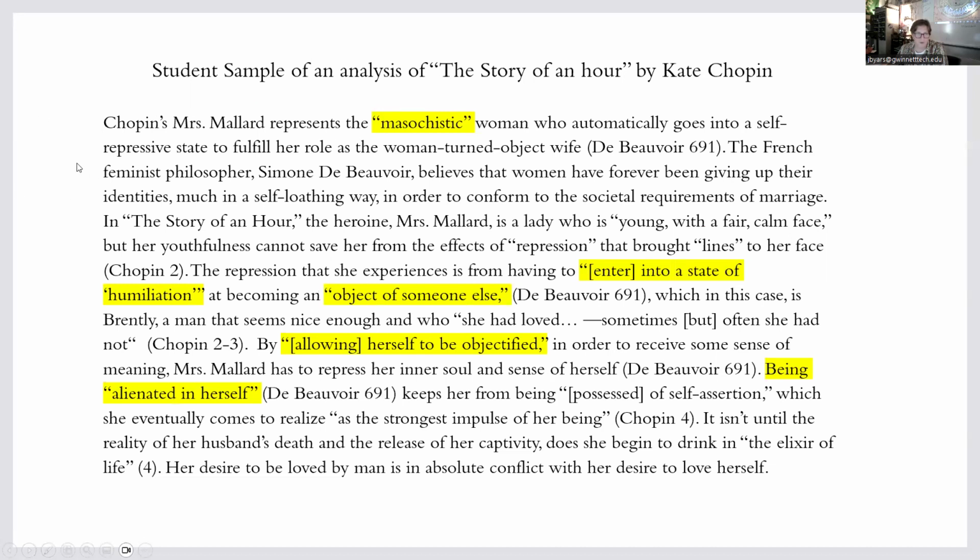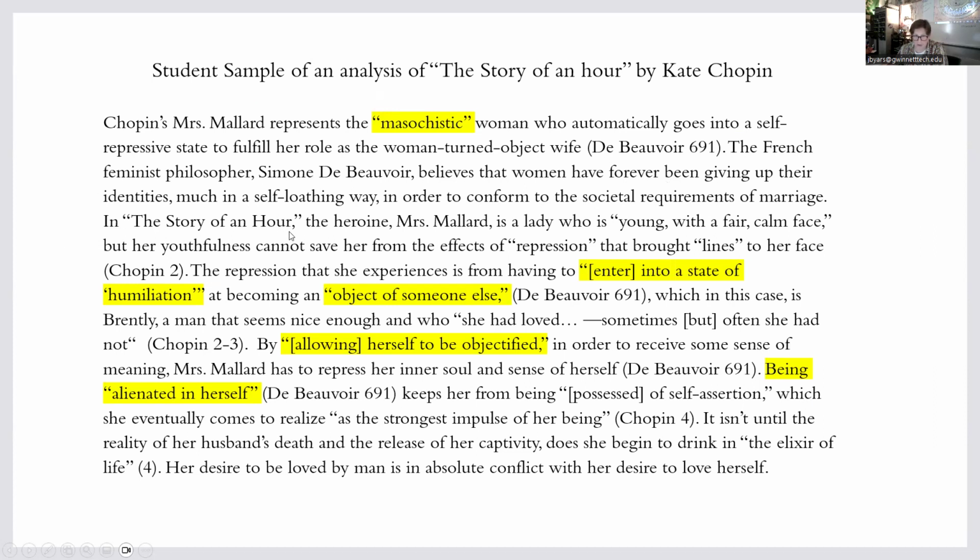I say here, Chopin's Miss Mallard represents the, quote, masochistic woman who automatically goes into a self-repressive state to fulfill her role as the woman-turned-object wife. Parentheses, de Beauvoir. The French feminist philosopher Simone de Beauvoir believes that women have forever been giving up their identities, much in a self-loathing way, in order to conform to the societal requirements of marriage.